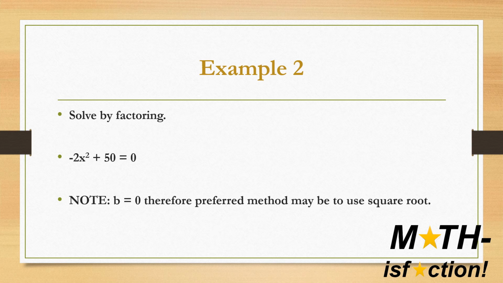For our second example, solve by factoring, we have negative 2x squared plus 50 equals 0. Note that b equals 0, therefore the preferred method for solving this equation may be to use square roots.